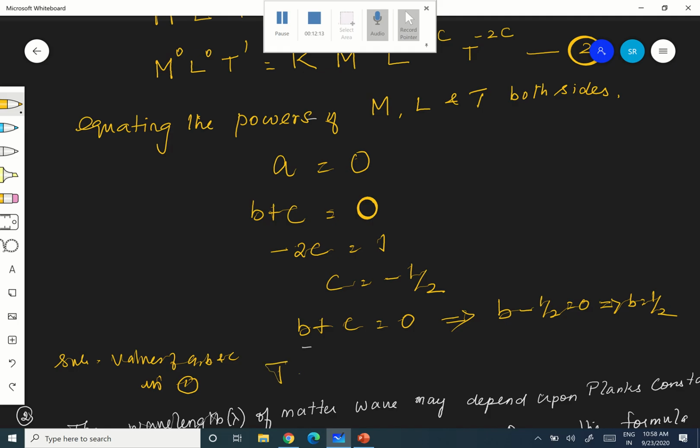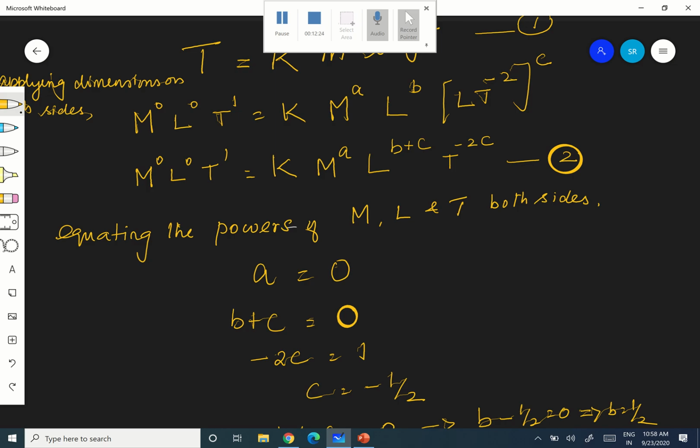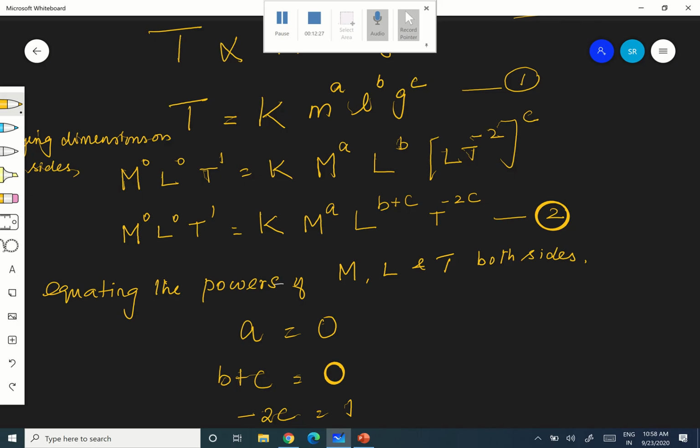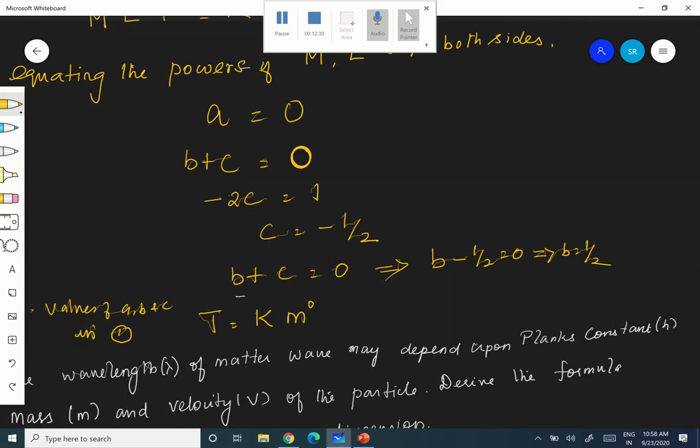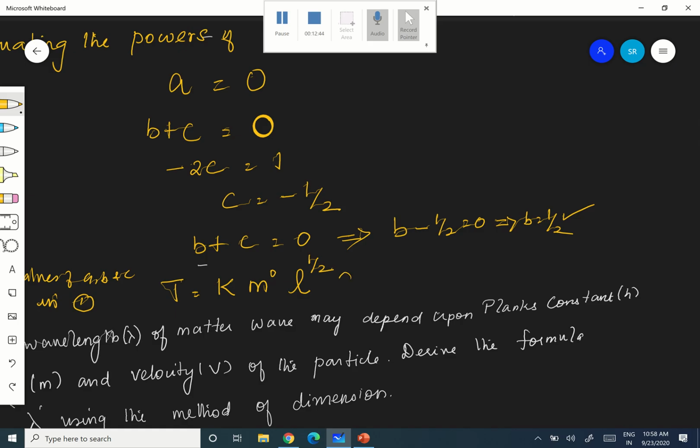Therefore, you will be getting T equal to K M power 0. Correct? And M power 0, L power B. What is L? L is a length, it depends on length. L power B, what is B? B is half. Okay, then next one is G power C. Therefore, G power here is minus half. C is equal to minus half.